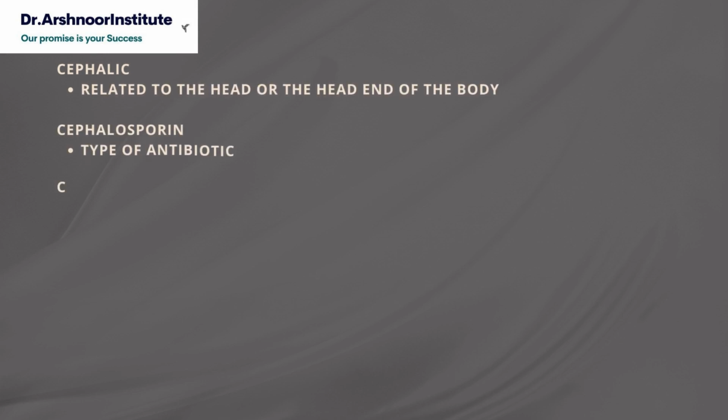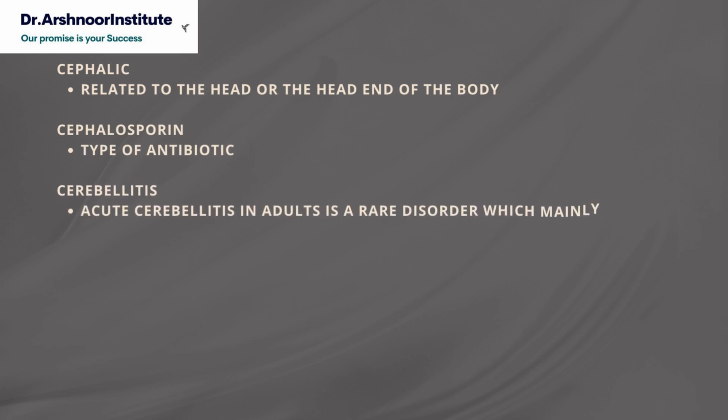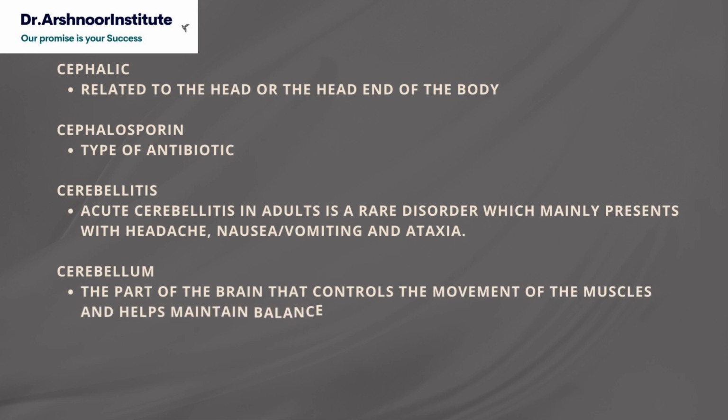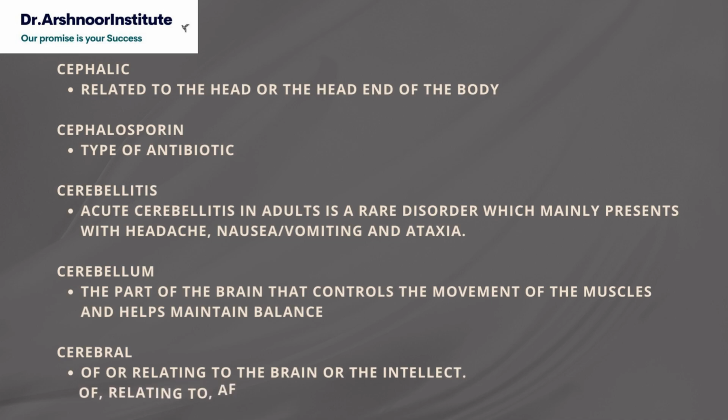Cephalosporin, type of antibiotic. Cerebellitis, acute cerebellitis in adults is a rare disorder which mainly presents with headache, nausea, vomiting and ataxia. Cerebellum, the part of the brain that controls the movement of the muscles and helps maintain balance. Cerebral, of or relating to the brain or the intellect. Of, relating to, affecting, or being the cerebrum. Cerebral aneurysm, bulging or ballooning in a blood vessel in the brain.